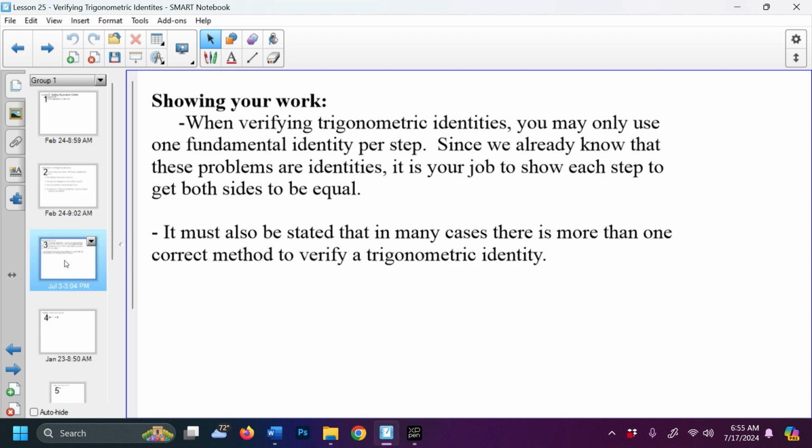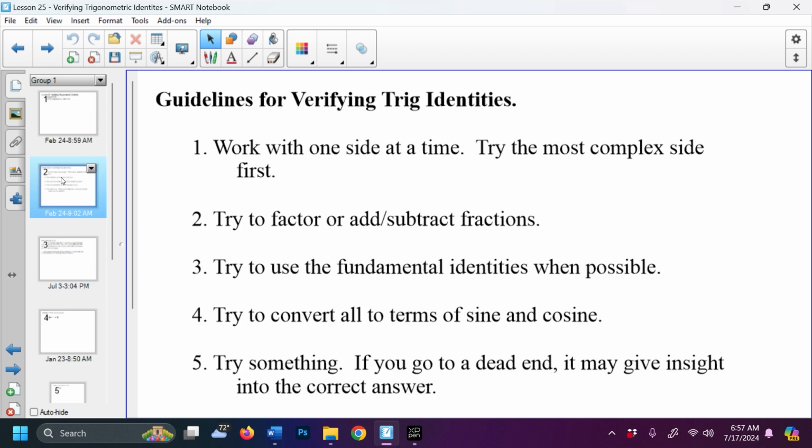As far as what you need to do to show your work when you're taking a quiz or test, when you're asked to verify a trigonometric identity, you may only use one fundamental identity per step. Since we already know that these problems are identities, it is your job to show each step to get both sides of the equation to be equal. It must also be stated that in many cases, there's going to be more than one correct method to verify these identities. In fact, if you find one that's different than mine, I'm usually pretty fired up about it and will congratulate you. So let's get started, and I will refer back to these guidelines as we work through them.